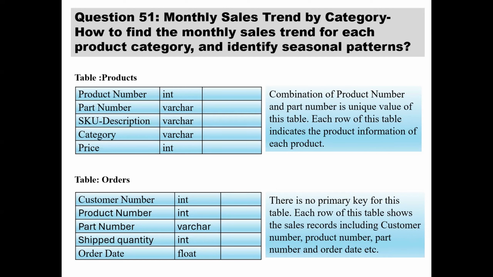Welcome back. In this video, we'll tackle question 51. How to find the monthly sales trend for each product category and identify seasonal patterns. We will use two tables.